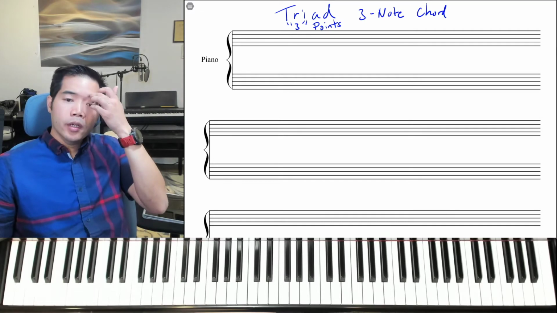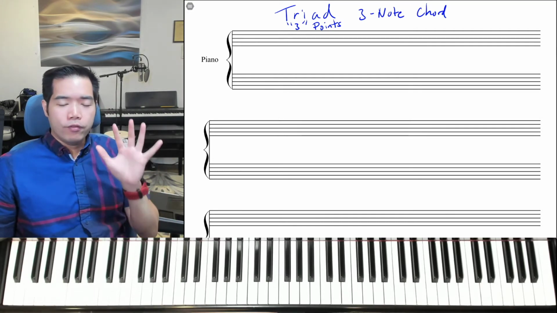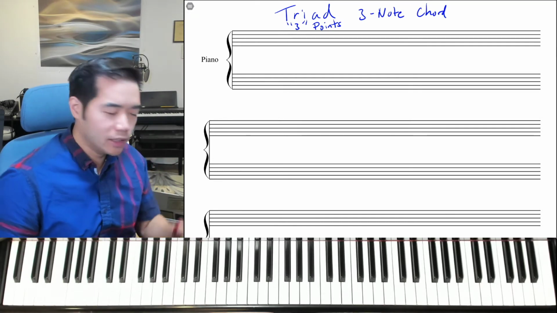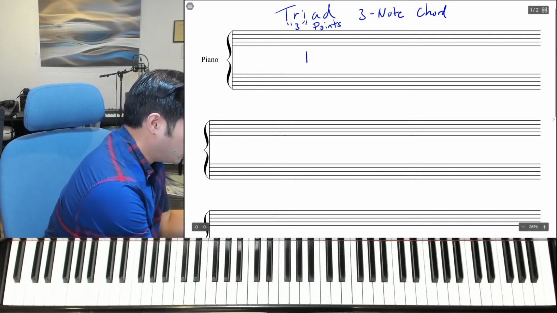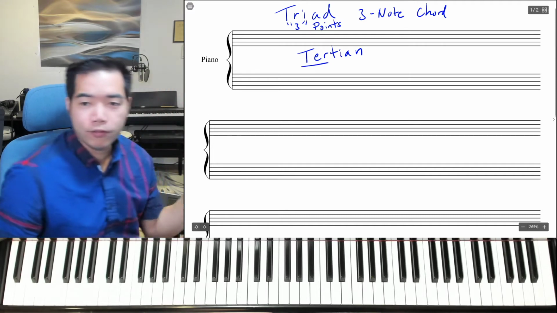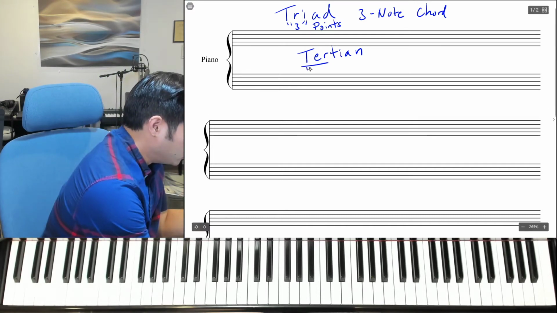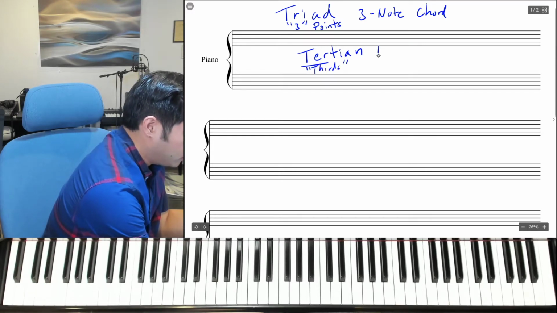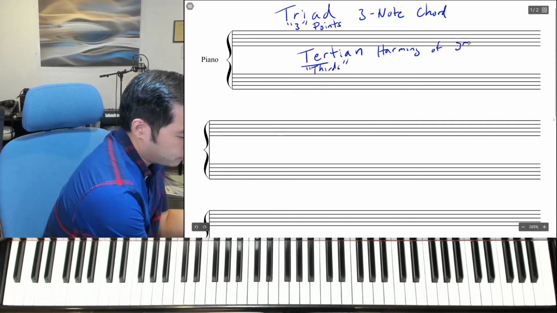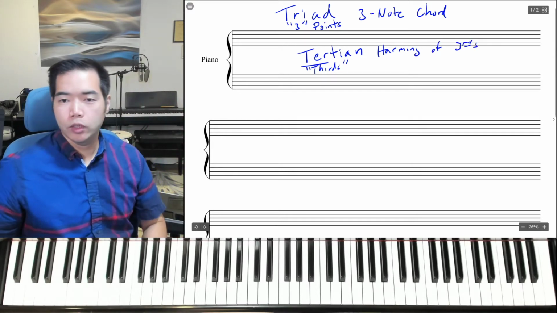Now, triads are built off of a particular method of harmonization known as tertian harmony. And you'll notice we have the prefix ter in the word tertian, and that refers to thirds. So tertian harmony is the harmony of thirds. Okay, so what does that mean?